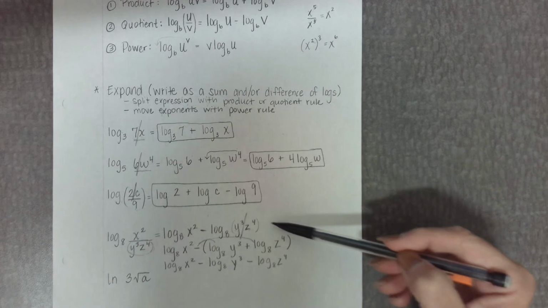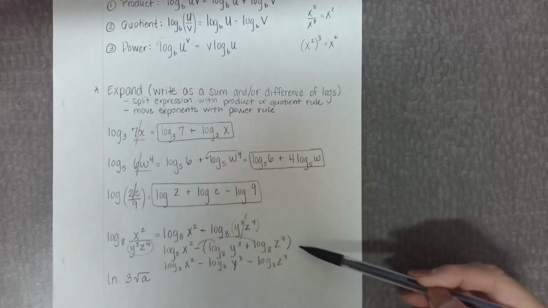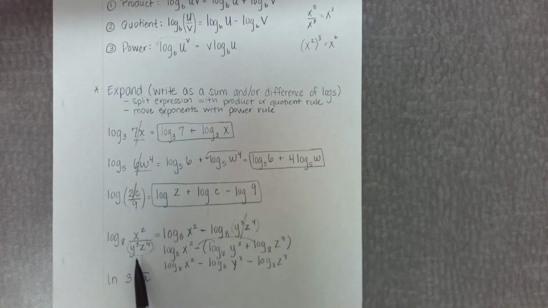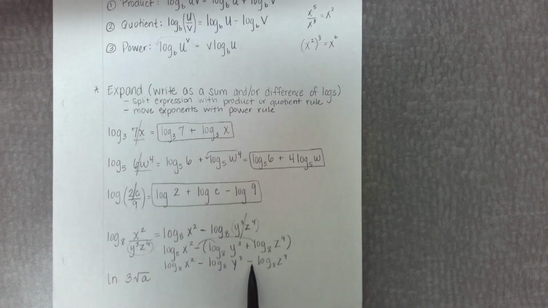So you can skip all these steps that I just showed you. I want to show you why it works. But just know when you look at a problem, anything in the denominator ends up becoming negative anyway because it is being divided. Okay, so the two things in the bottom came out negative.